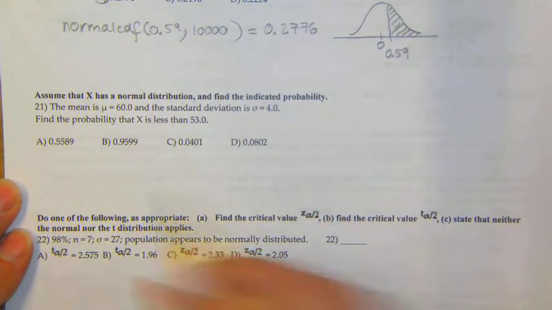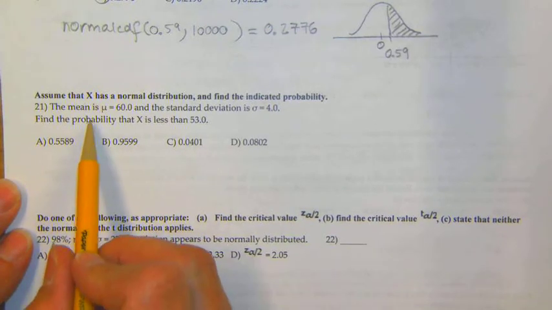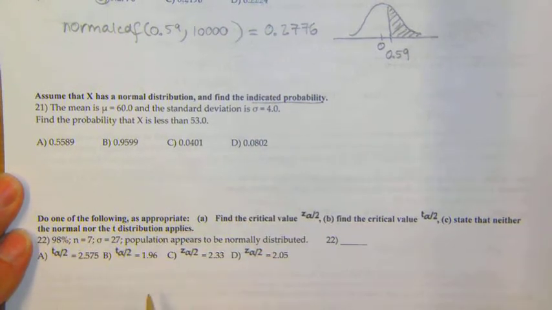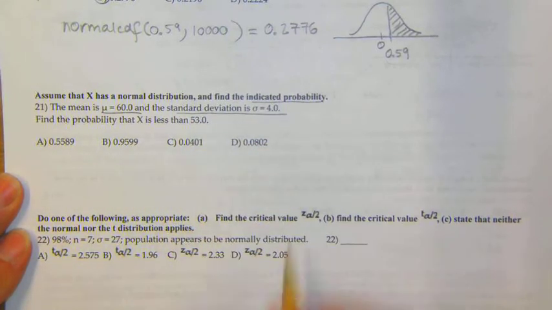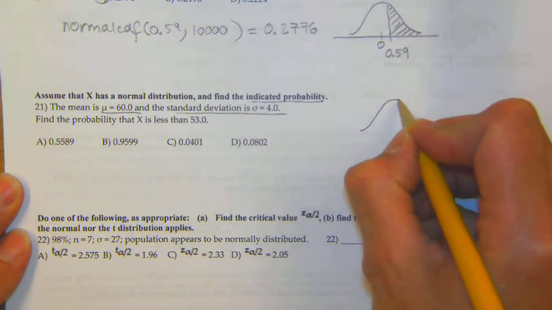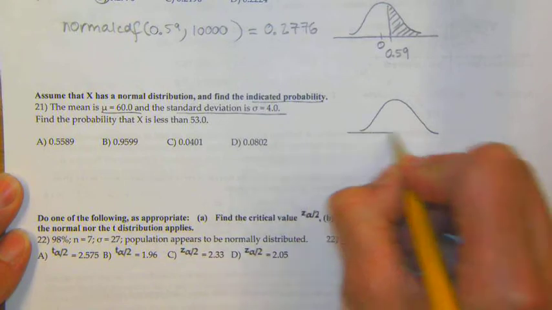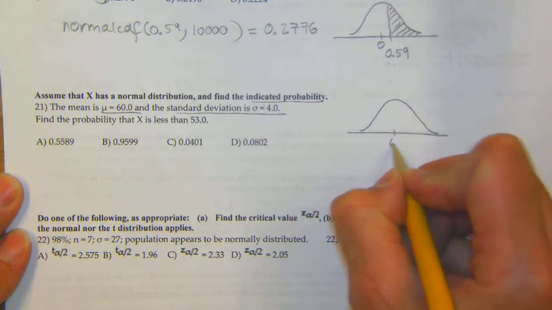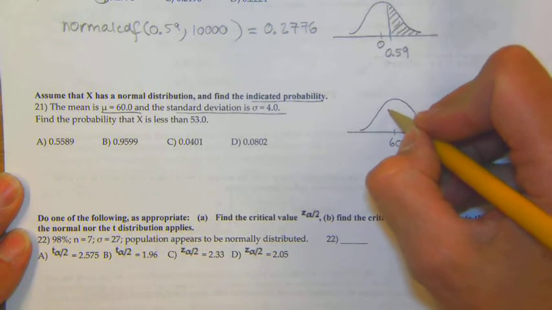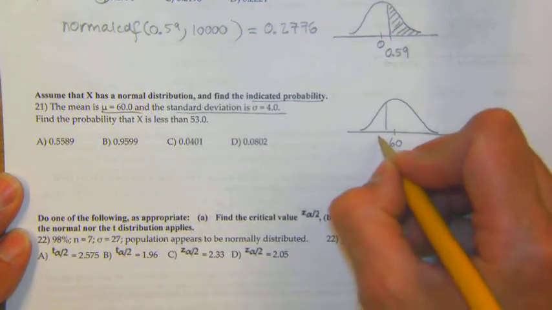Okay, so we're going to continue on with question number 21. It says assume that x has a normal distribution and find the indicated probability. The mean mu is equal to 60 and the standard deviation is equal to 4.0. Find the probability that x is less than 53. So we have a normal distribution, we have a mean of 60, and we want to find out what's the probability that x is less than 53.